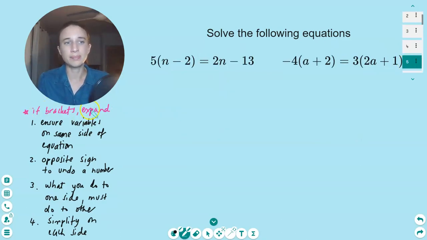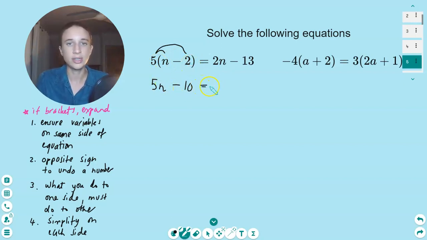See this pink step? Preliminary step. If there are brackets, expand them. Do you know how to expand brackets? I think there's a video in my other series on this, but we use this crab claw technique. You reach out to that first number and you multiply it, and then you reach out to the second number and you multiply it by the number at the front. So let's try it. 5 times n, then 5 times negative 2 is negative 10.